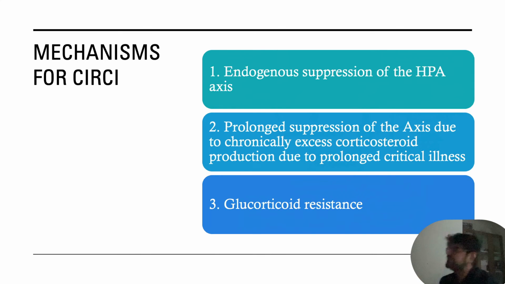So why does CIRCI basically develop? We don't fully understand this, but what the paper says, and which is very sensible, is that this patient has been in the ICU for the last 30 days. There is an incessant excess of endogenous steroid production, and a lot of this steroid is produced at a peripheral level. The endogenous HPA axis keeps getting suppressed over a period of time. That happens.